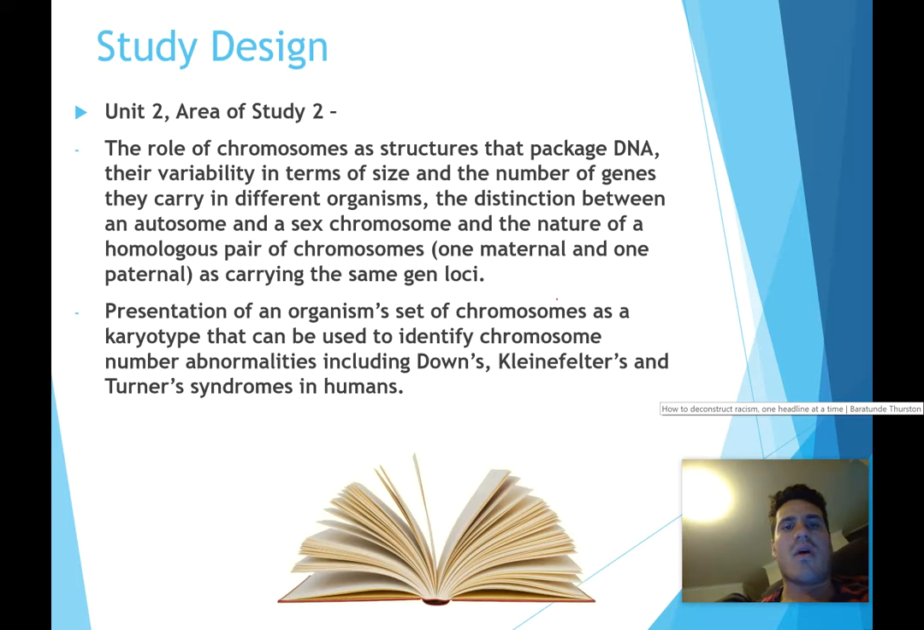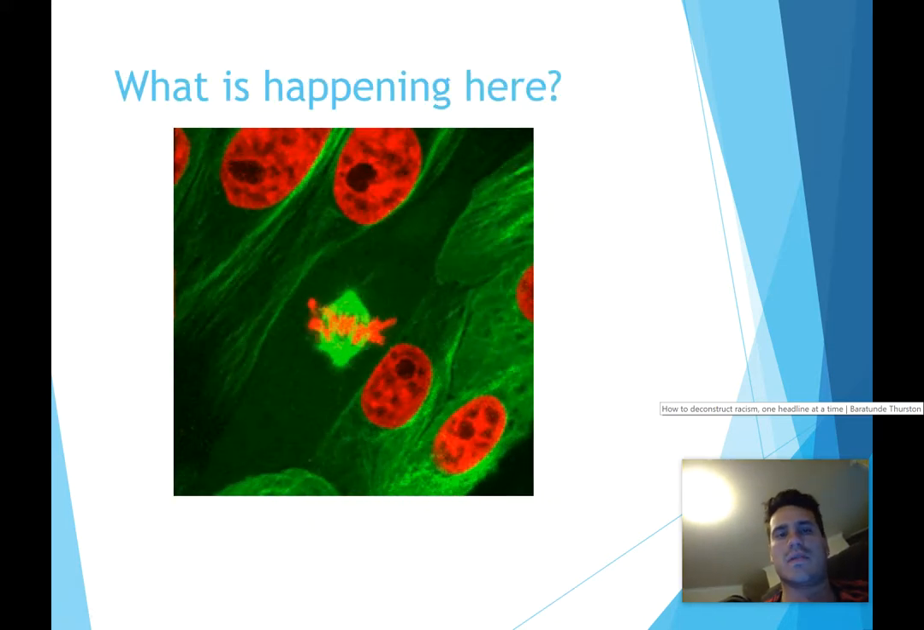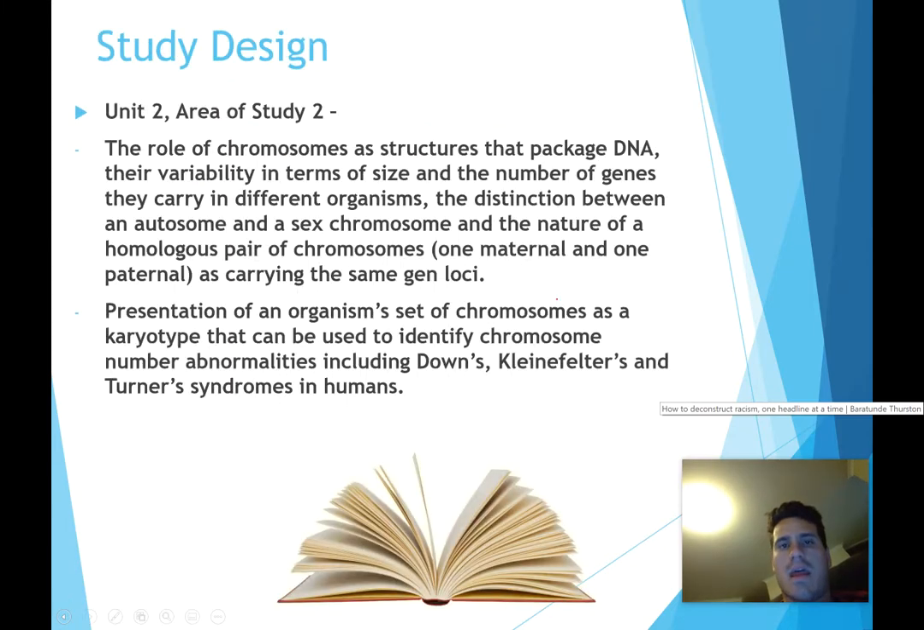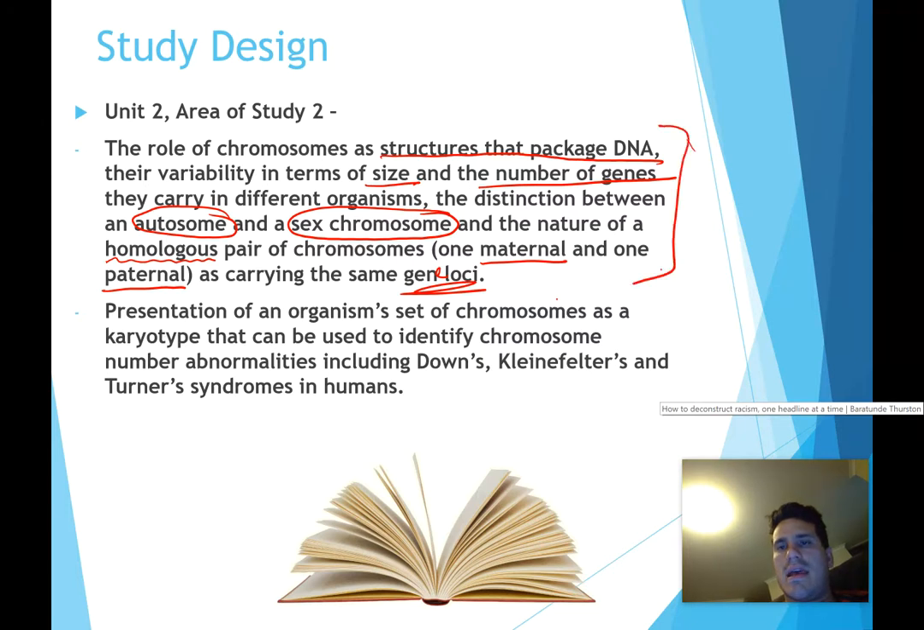We want to know about the role of chromosomes as structures that package DNA, their variability in terms of size and the number of genes they carry in different organisms, the distinction between what we call the autosome and the sex chromosome, and the nature of our favorite word in the world, homologous pair of chromosomes, because we have one maternal and one paternal chromosome carrying the same gene loci. Very important term. This is all stuff that we've covered in area of study 1 a little bit. We're going to go through it in more depth, but it's all stuff also from year 10.